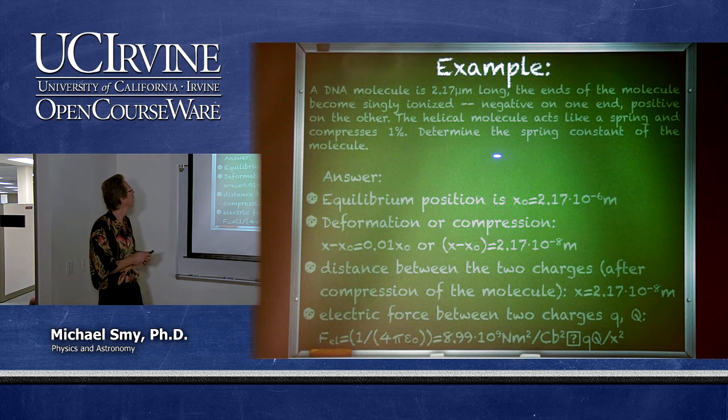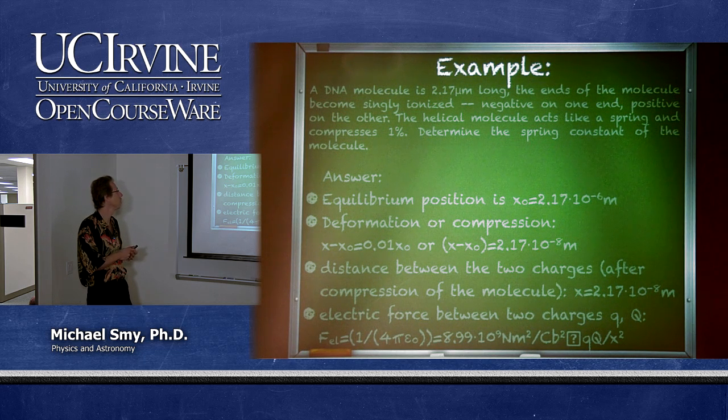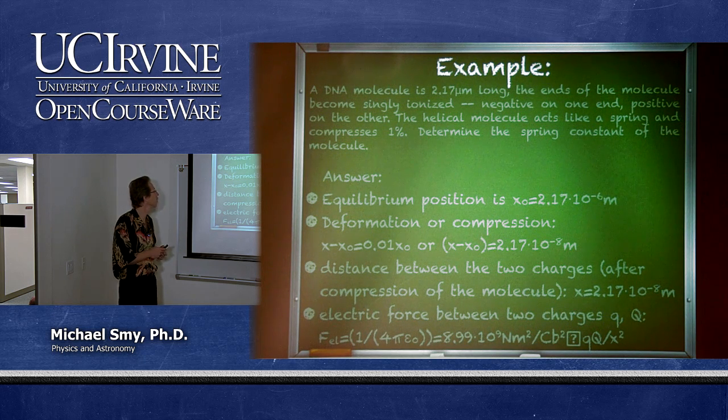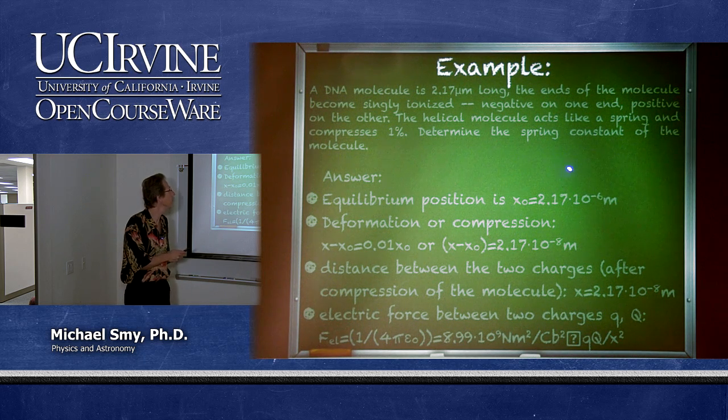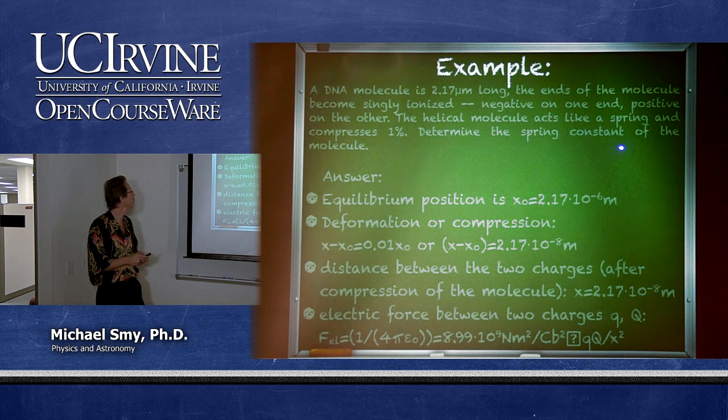And so let's say the ends of the molecule become singly ionized, meaning a negative elementary charge on one end and a positive elementary charge on the other. And so because of the attraction of the negative and the positive elementary charge, the double helix compresses by 1%. And we are going to determine the spring constant of the molecule.